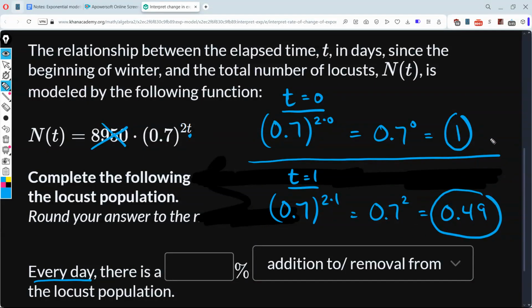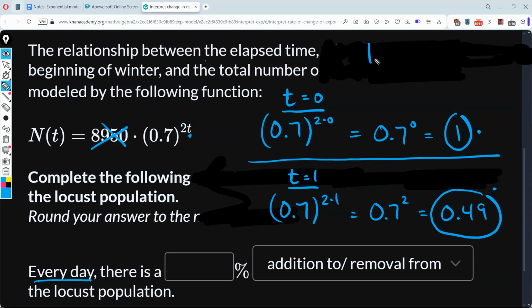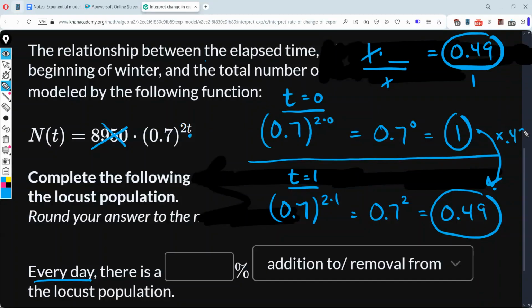So what did we multiply by to get from here to here? Well, let's see. If we did 1 times something equals 0.49, and we wanted to find out what that something is, well, the opposite of times 1 is divided by 1, and the ones cancel. So that something, or that blank space, is just 0.49 over 1, which is just 0.49. Okay, so to get from 1 to 0.49, we basically just did times 0.49.